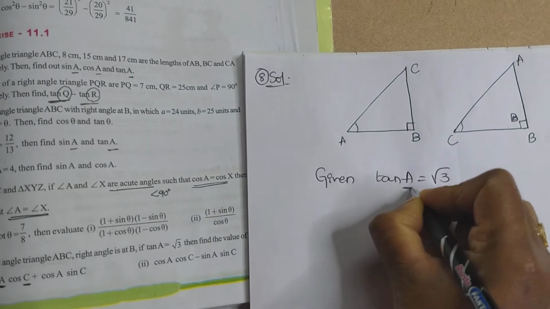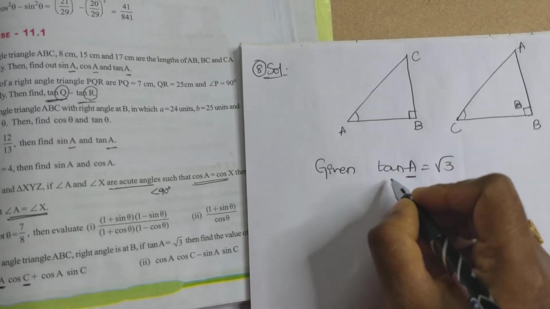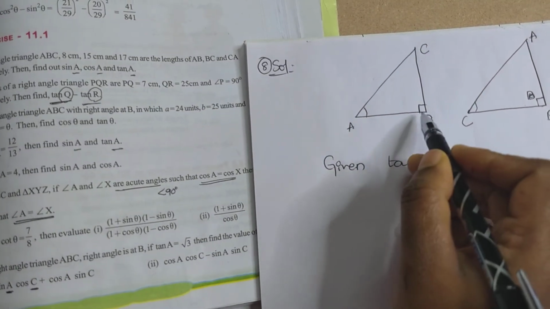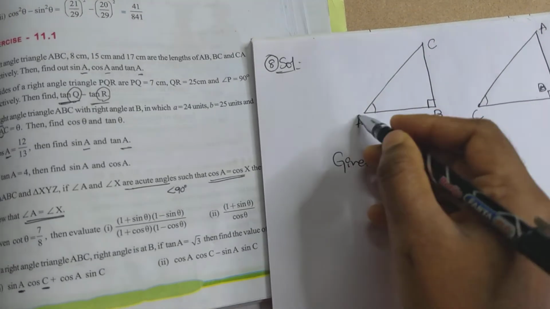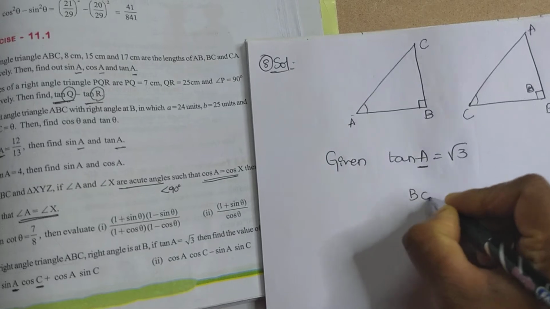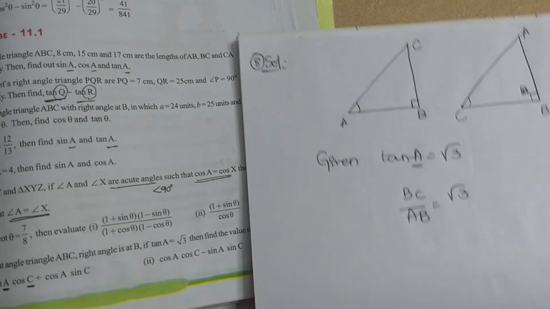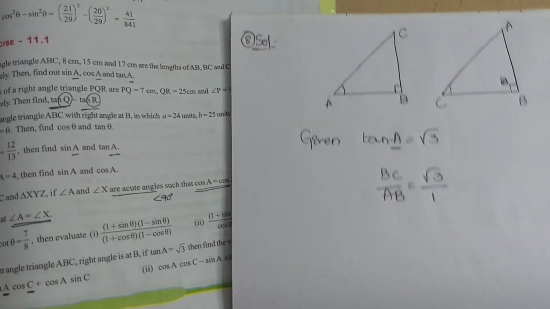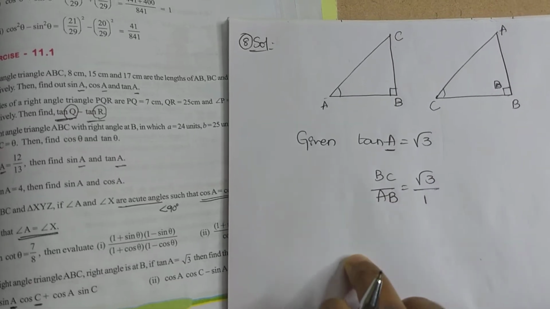So here angle A is taken as reference. So tan A can be written as opposite side of angle A by adjacent side of angle A. It means BC by AB. Correct? Tan A means BC by AB equals root 3. So here if nothing is there, the denominator can be taken as 1, right? So BC by AB equals root 3 by 1.